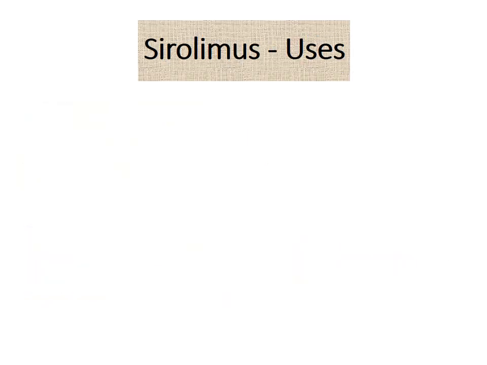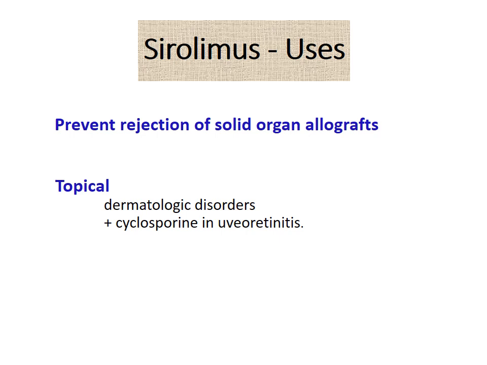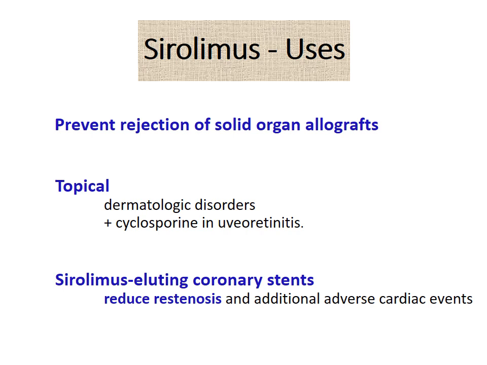Therapeutic uses of sirolimus: apart from the prevention of rejection of solid organ allograft, sirolimus can be used topically for certain dermatological disorders, and sirolimus in combination with cyclosporine is used in uveitis. Sirolimus-eluting coronary stents reduce restenosis and additional adverse cardiac events in coronary artery disease. So sirolimus-eluting coronary stents are used in coronary artery disease.